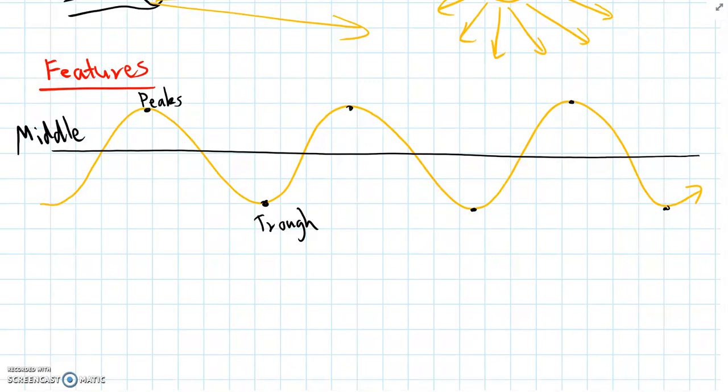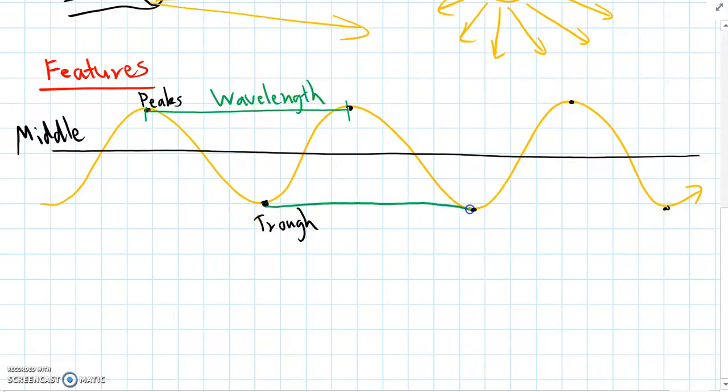And just like every wave, we can measure the wavelength. So in this light wave, the wavelength can be the distance between two peaks, that distance there, wavelength, or we could measure between two troughs. That will also give the wavelength. And we use the symbol, the Greek letter lambda, to represent wavelength.